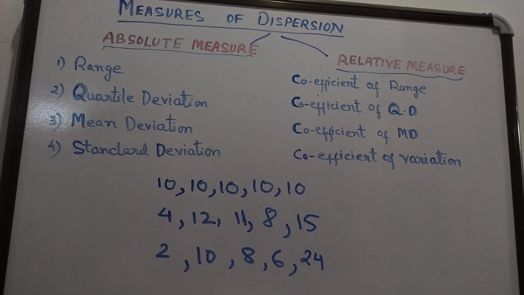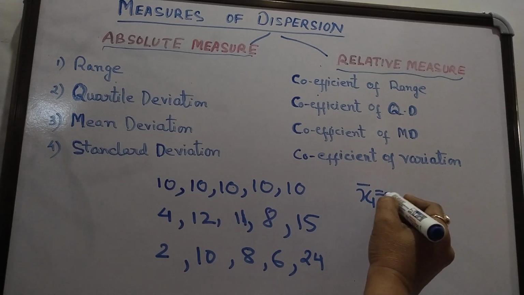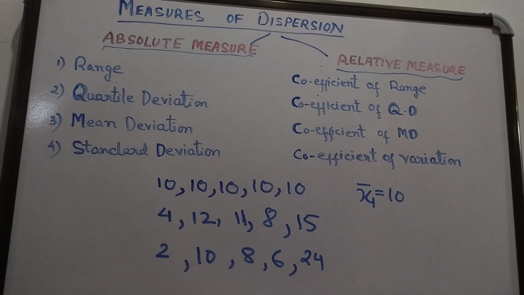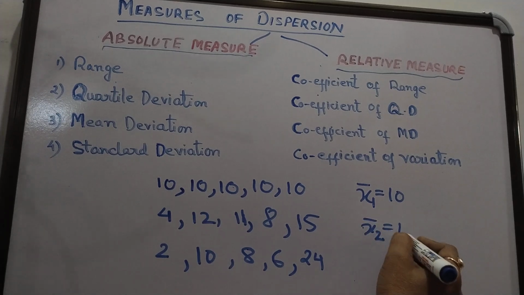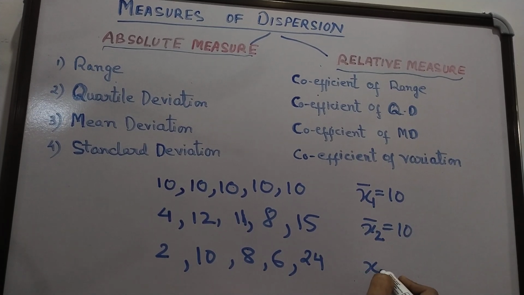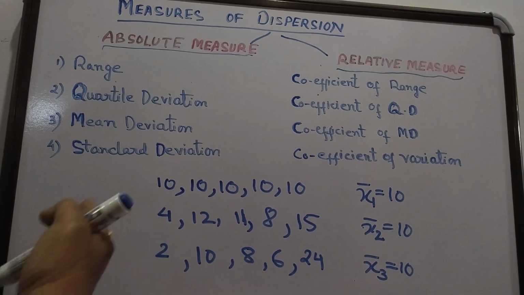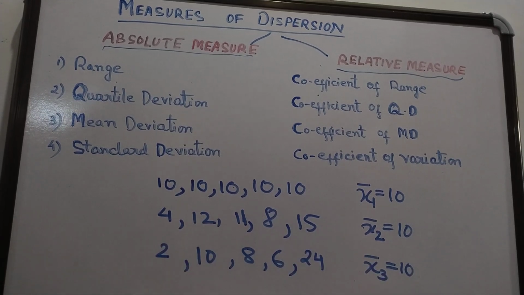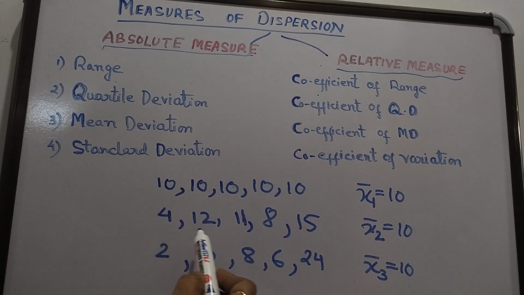Now if you find the mean of the first series, we will get x1 bar is equal to 10. Now the second series, x2 bar is equal to 10. For the third series again, x3 bar is equal to 10. That means the mean of all the series is the same, but by appearance these are different. No? This is a constant series. Here the variation is there.